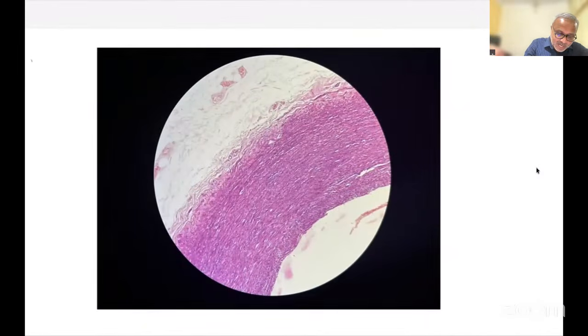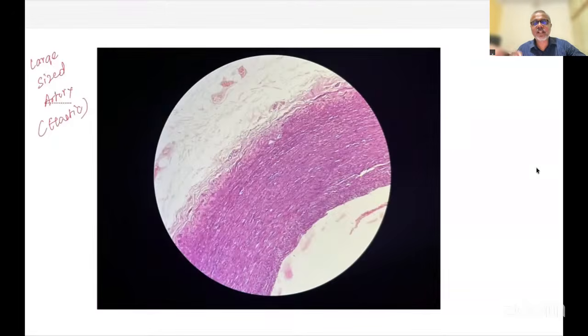Fine. So let's start our discussion with the histology of the large sized artery, otherwise commonly referred to as the elastic artery. Right? Now, what layers actually make up the blood vessel? Remember, a blood vessel is made up of the tunica intima, then we have tunica media, and then we have tunica adventitia. So each blood vessel is made up of three layers.